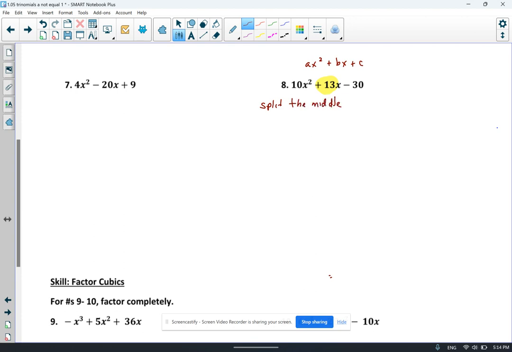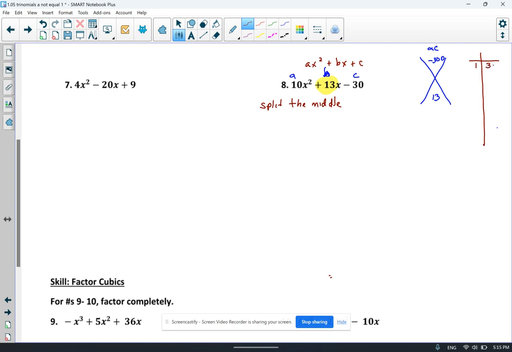And the split the middle is a modification of the sum product. So you make that x, but instead of just looking at things that add to the middle term and multiply out to the last term, what you're doing is you're looking to see things that multiply out to the first times the last. So 10 times negative 30, which is negative 300. And it has to sum to the 13. That's like normal. And so you set up your chart.